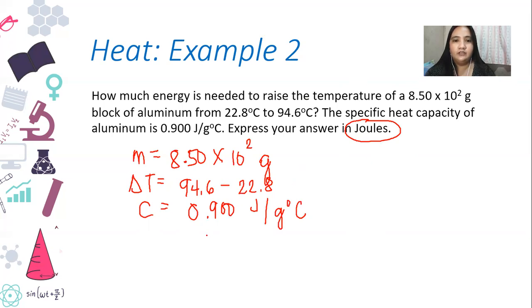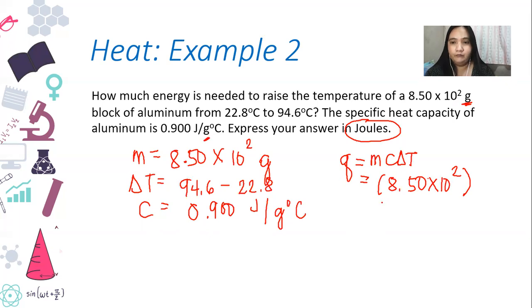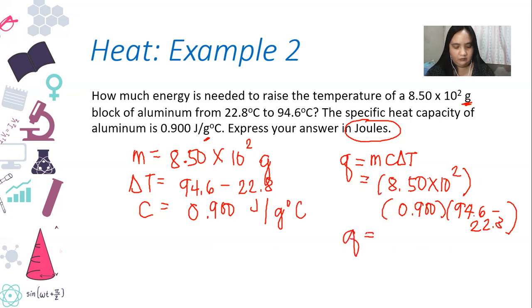So what to do? Well, just put them into the formula. Q is equal to MC delta T. And then, of course, get your calculators with you. 8.5 times 10 to the second power. That's grams, so it's consistent with this. Multiplied by C, which is 0.9. Multiplied by 94.6 minus 22.8. So Q here, what I got, the answer is in joules.